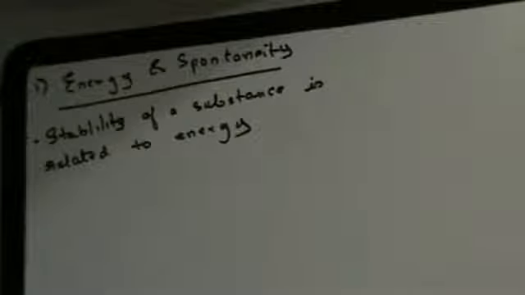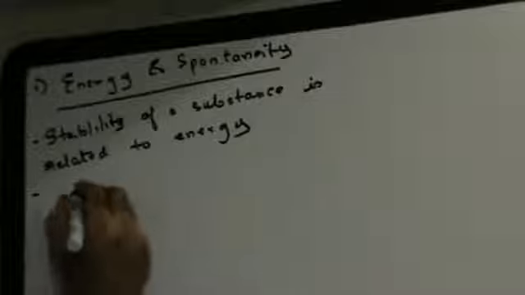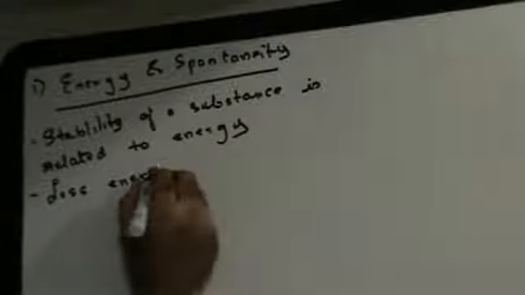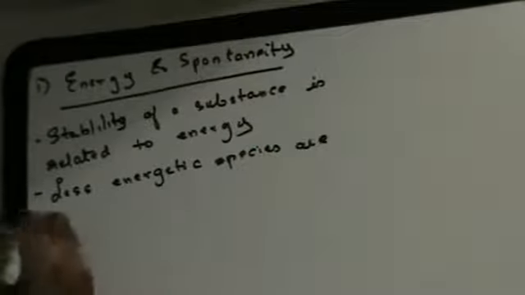The less energetic a substance is, the more stable it will be. Higher the energy possessed by a substance, less is the stability of the substance. So if you want a substance which is more stable, the lower the energy the substance possesses, the more is the stability. They are inversely proportional to each other. The lower the stability, the higher will be the energy, and vice versa. So I can say that less energetic species are more stable.